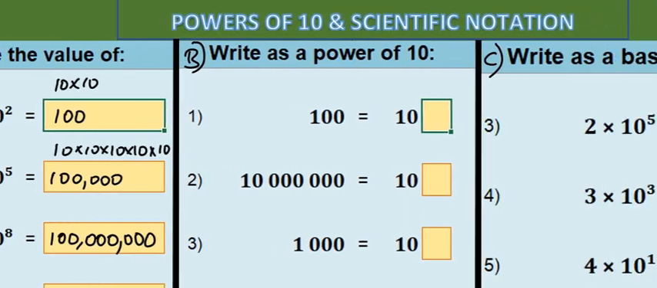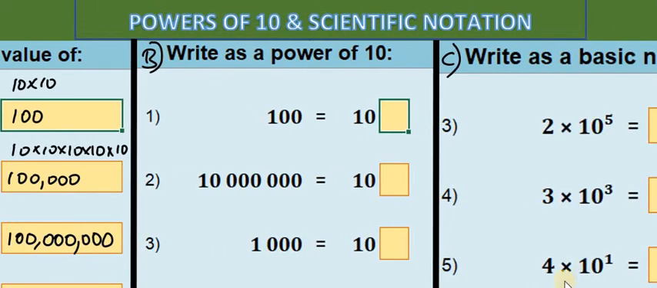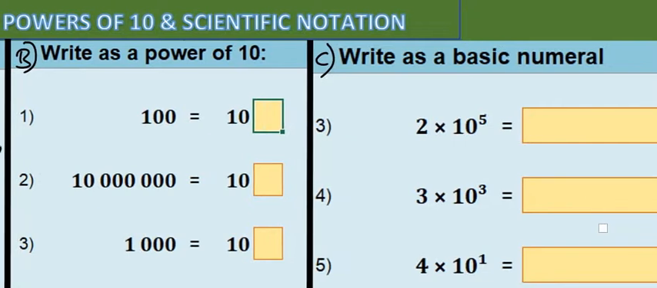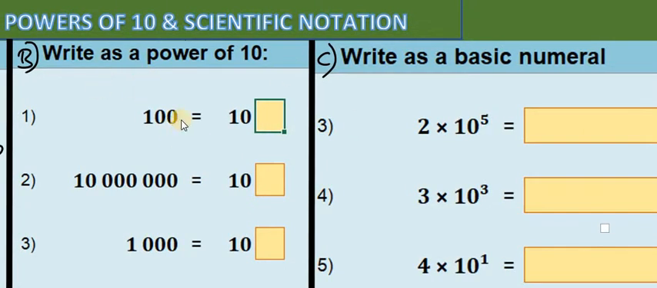Now let's look at part B. For part B, we're asked now to write these ordinary numbers as a power of 10. 100. What power of 10 is 100? Well, since 100 is 10 times 10, it means that we'll have two factors of 10. So the power is 2. So 10 to the second power is our solution.